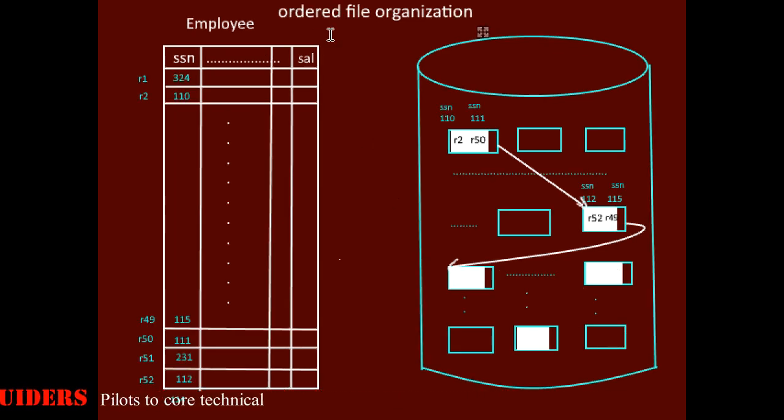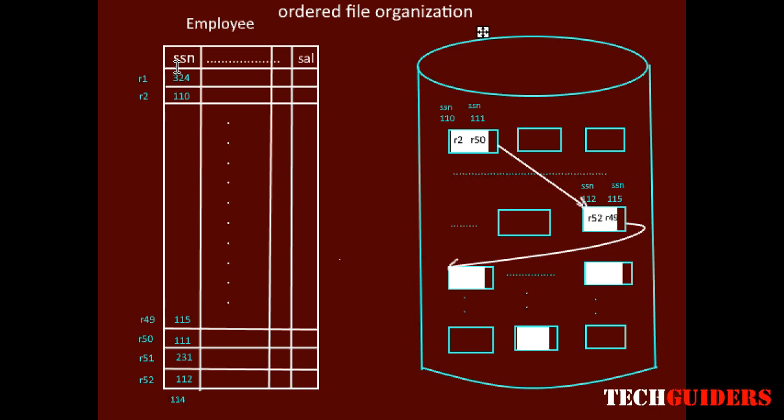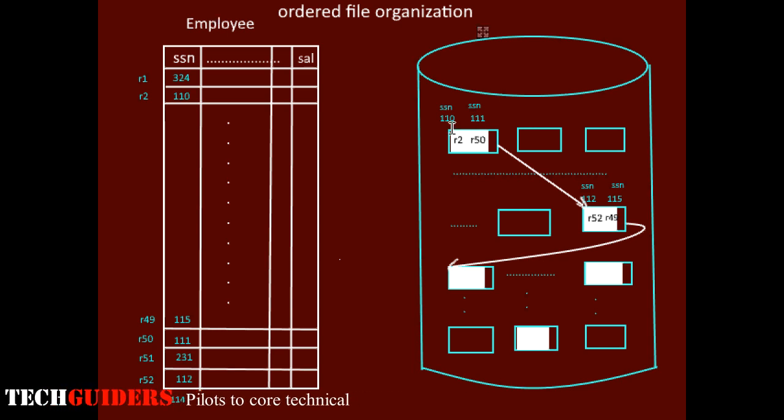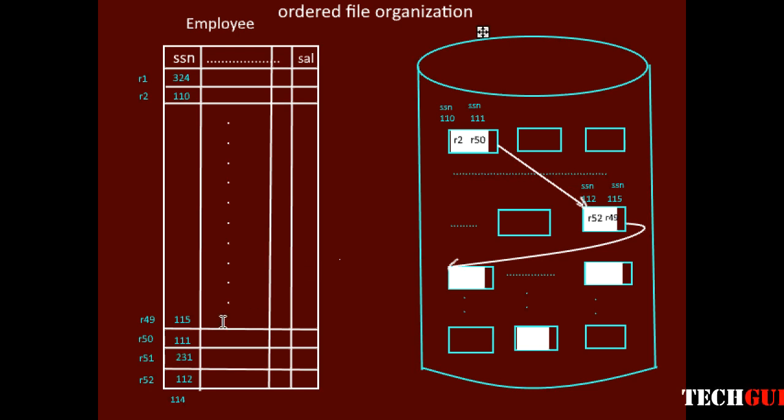The next way of file organization is ordered file organization. Here the records are kept physically sorted based on one of the fields or a set of fields, which is usually the key field. Let SSN be the key field here, and the records are kept physically sorted based on the field SSN. Thus, the record R2 comes first, then R50, followed by R52, then R49, and so on.